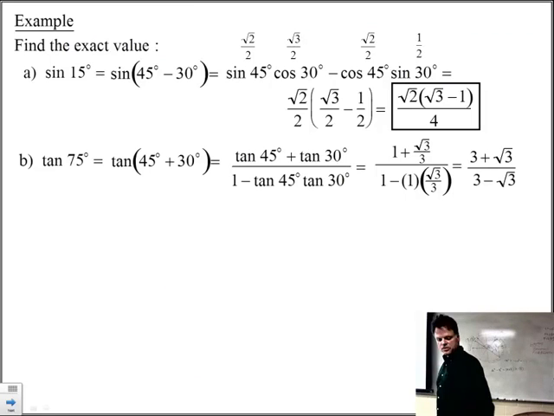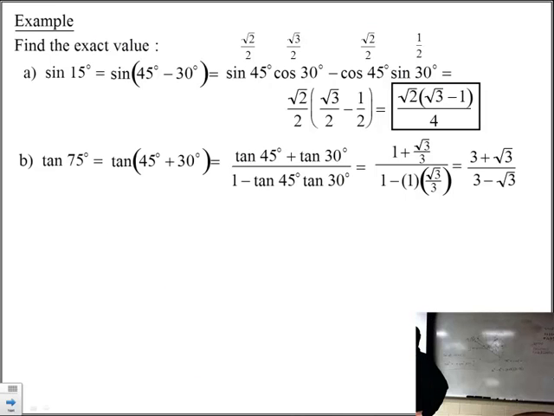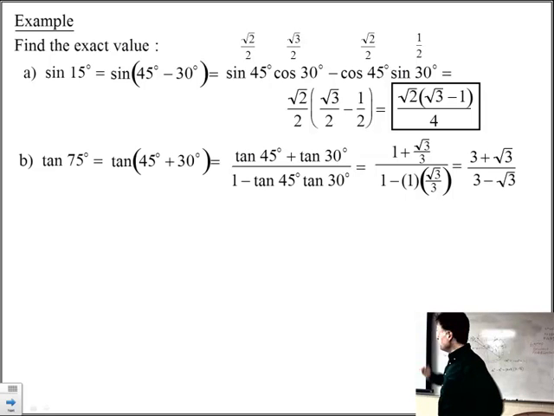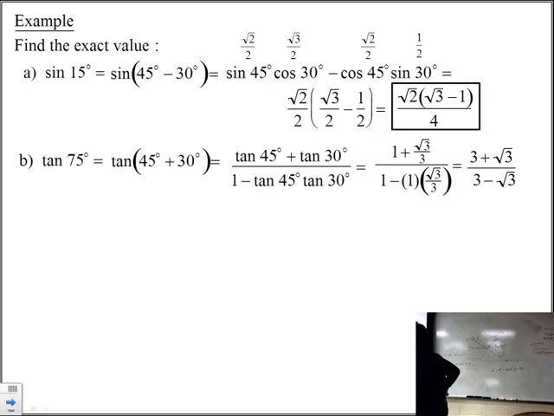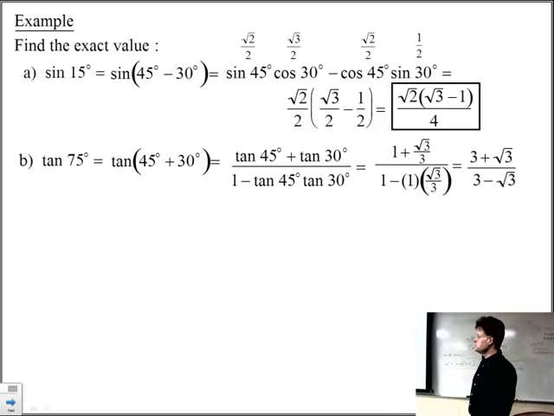Alright, so, using these sum and difference formulas, combined with special angles, we can now find nice simple expressions for sines, cosines, and other trig functions of angles besides the special angles by adding and subtracting special angles together. So, for example, sine of 15 degrees. Well, 15 degrees is not a special angle, but it is the difference of two special angles. It's the difference of 45 and 30. So what we'll now do is apply the angle difference formula for sines, expand that out, and now all of these are special angles.